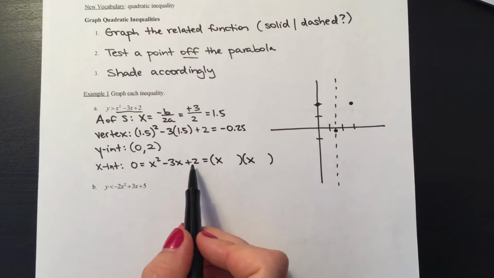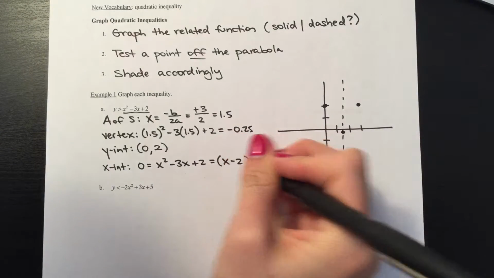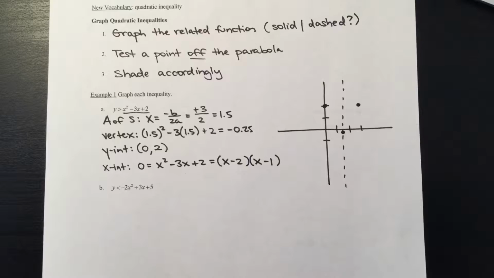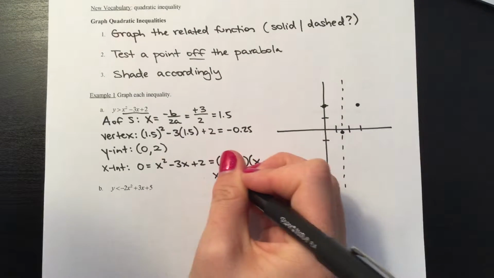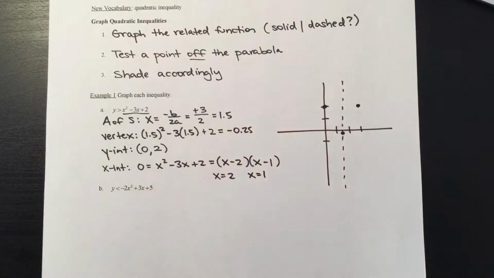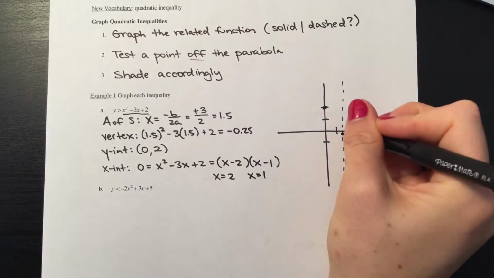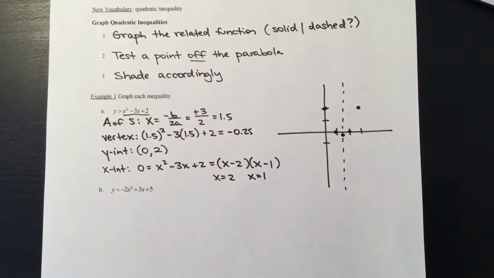And then we want to see if we can multiply to 2 and add to negative 3. And that would be minus 2 minus 1. So if we set x minus 2 equal to 0, we get x equals 2. And if we set x minus 1 equal to 0, we get x equals 1. So this says we have an x-intercept at 2, and then another one at 1. So now we can be totally accurate.